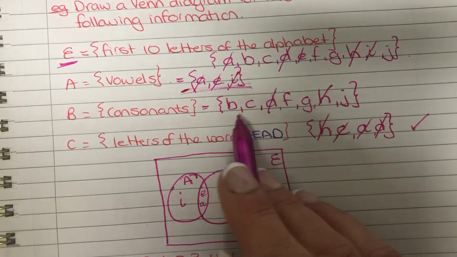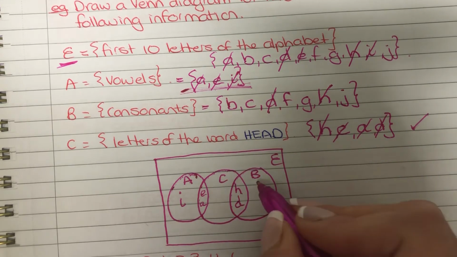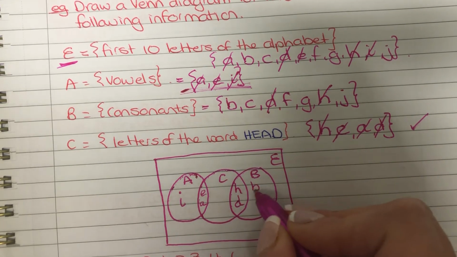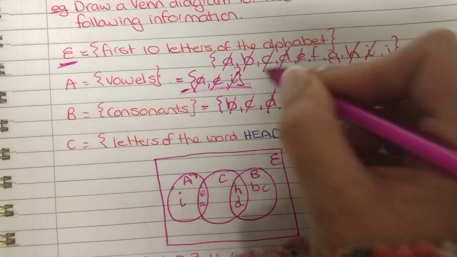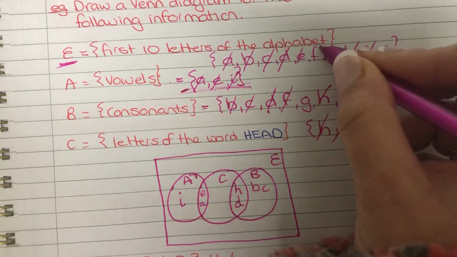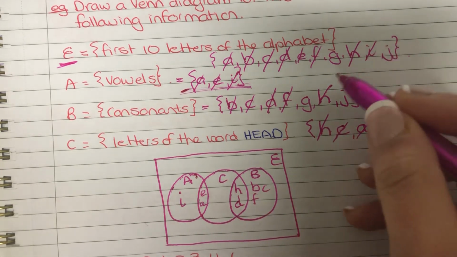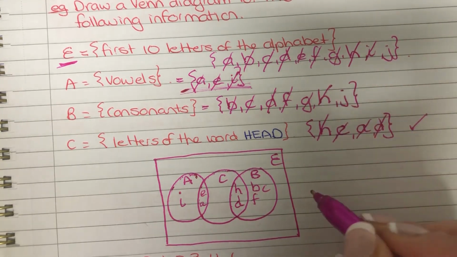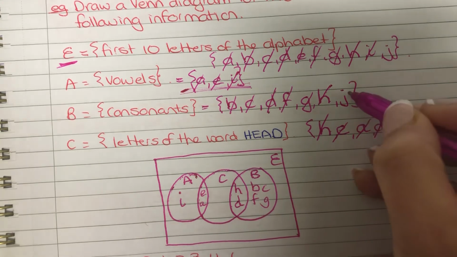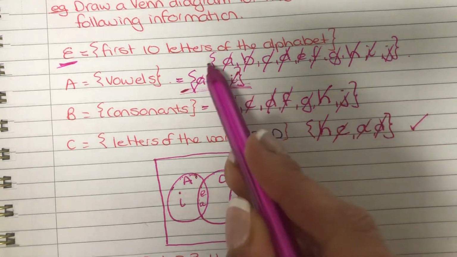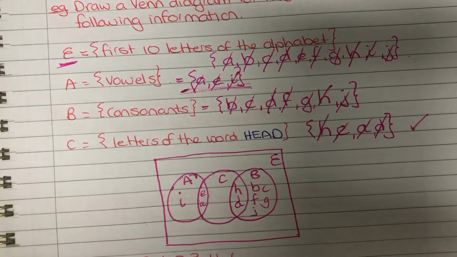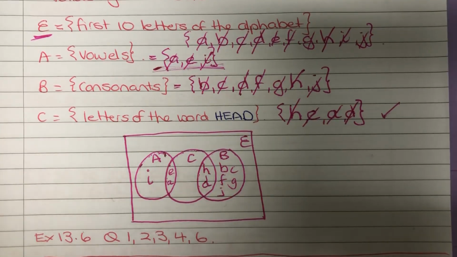And now we're going to look at the consonants. So over here, just in B, we've got B. Get rid of it together. C, together. F, together. And G, together. Oops, and J. There we go. Are there any left in the universal set? No, there are not. Okay.